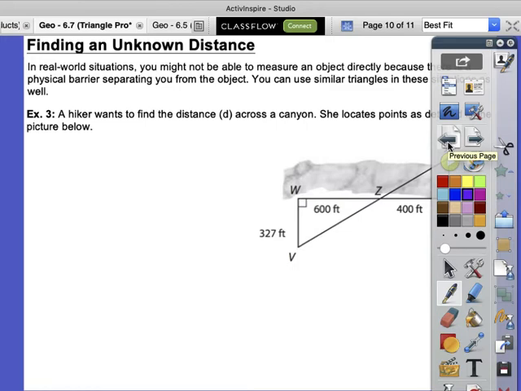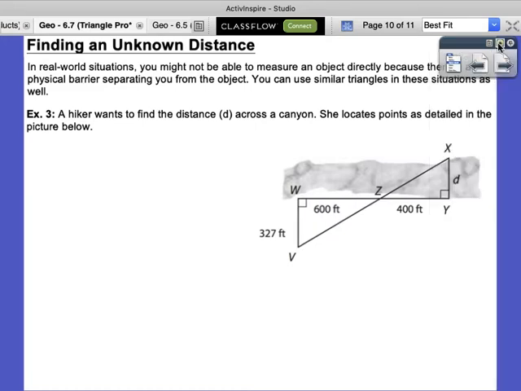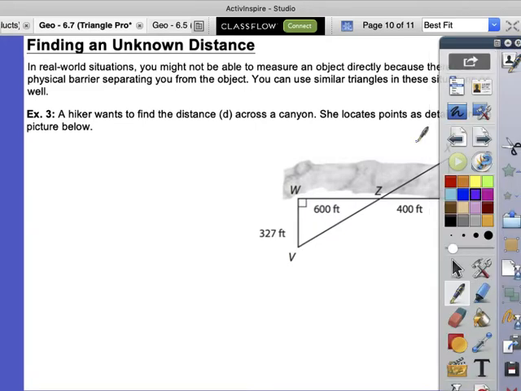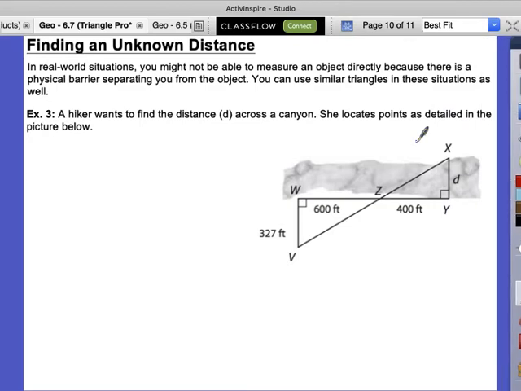Okay. In real world situations, real life, you might not be able to measure an object directly because there's a physical barrier separating you from the object. So it might not only just be because a flagpole's really tall, or a palm tree's really tall. There might be an actual physical barrier. So we can use similar triangles for this as well.